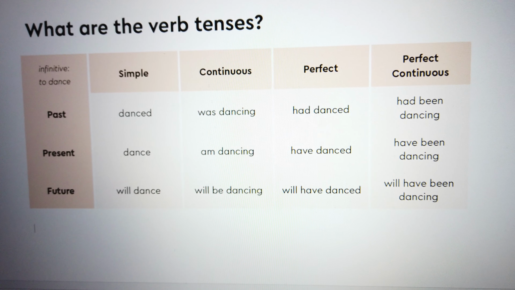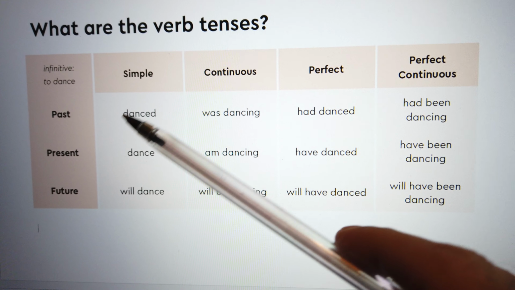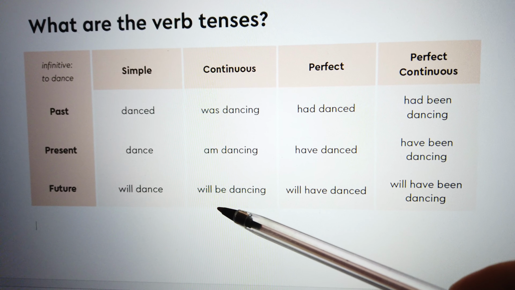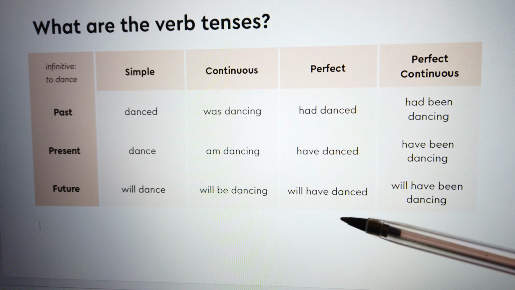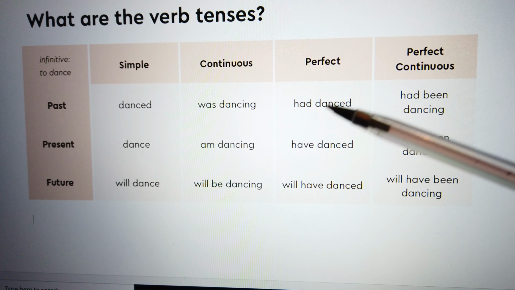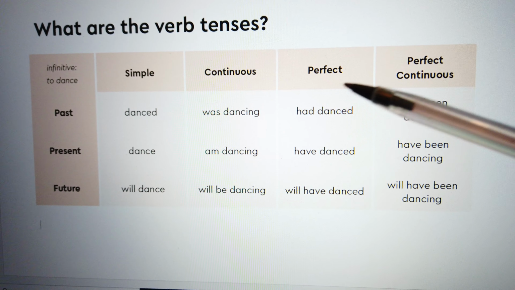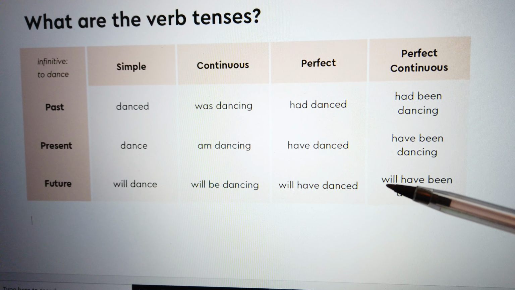You see? Future continuous is will be dancing. Future perfect: will have danced. I will have danced. Future perfect continuous: will have been dancing.